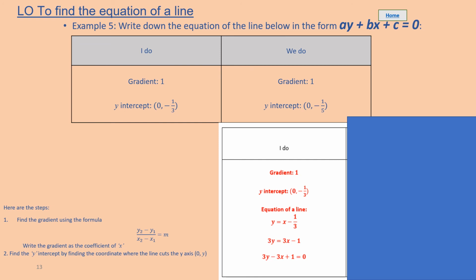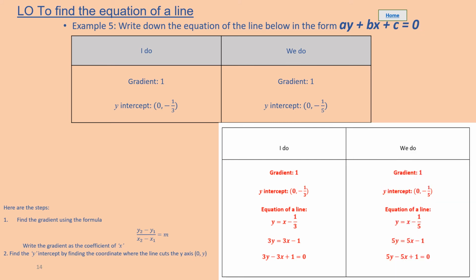Okay? Pause the video while you have a go at the we do. Okay, so you've got gradient is 1, the y-intercept is minus a fifth. So you've got the equation in the form y equals mx plus c, in the form y equals x minus a fifth. But we don't want the fraction. Okay, so we multiply both sides by 5. So 5y equals 5x minus 1. Subtract 5x and add 1 to both sides, puts us in the form of 5y minus 5x plus 1 equals 0.